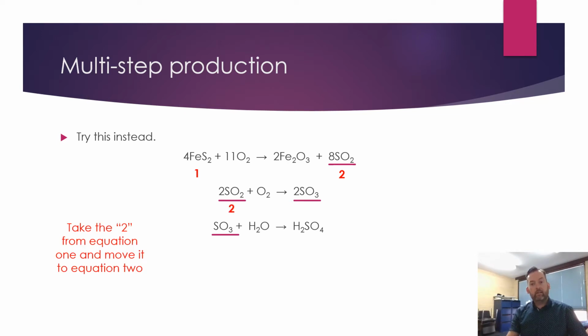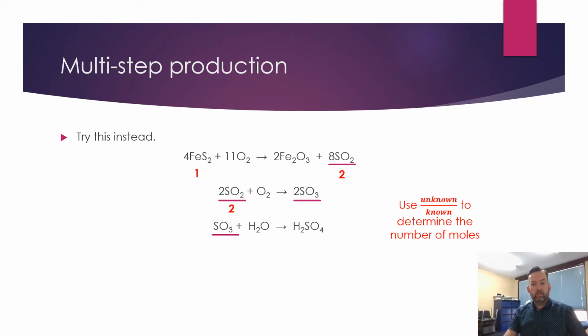Now, determine the linking compound, in this case the SO3, using unknown over known. So 2 over 2 times 2. So 2 over 2 is 1. 1 times 2 is 2. So it stays to be 2. Now take that 2 moles and take it again to equation number 3. Don't touch it. Don't change it.